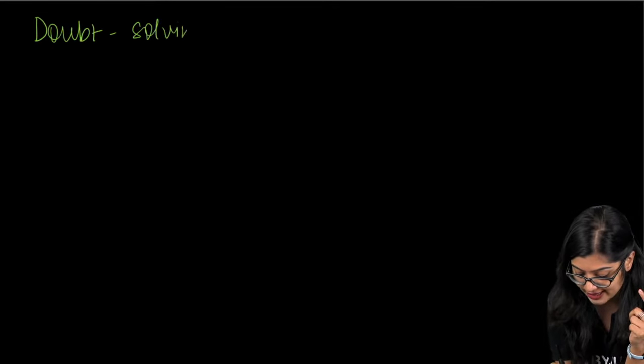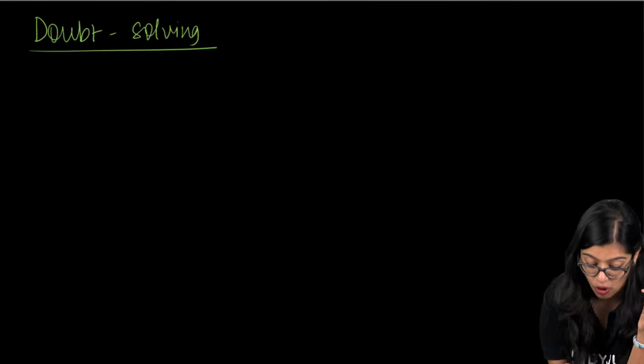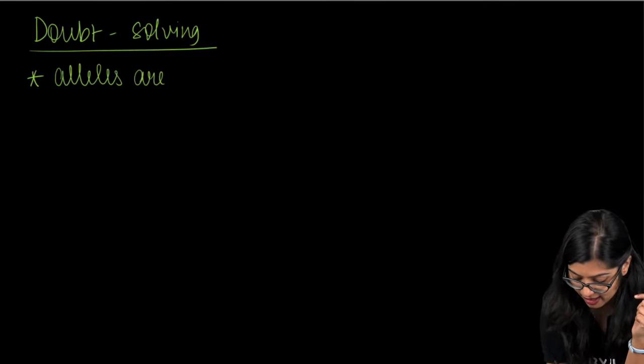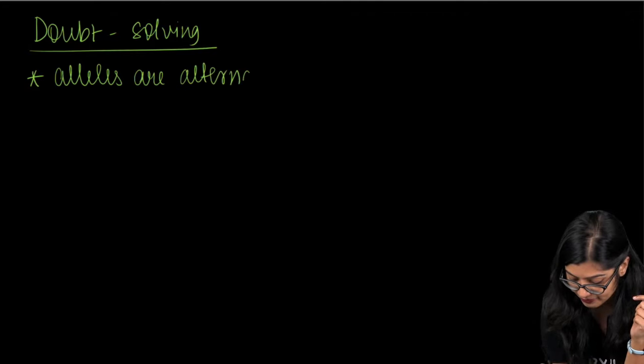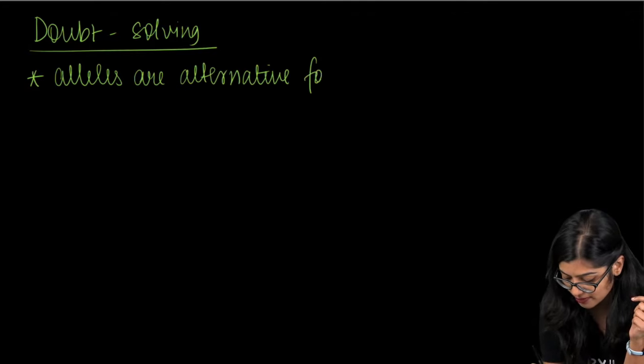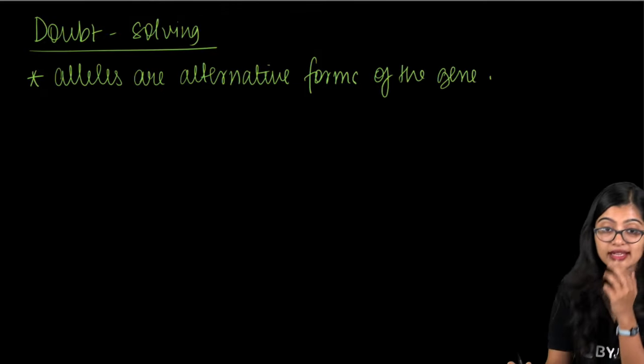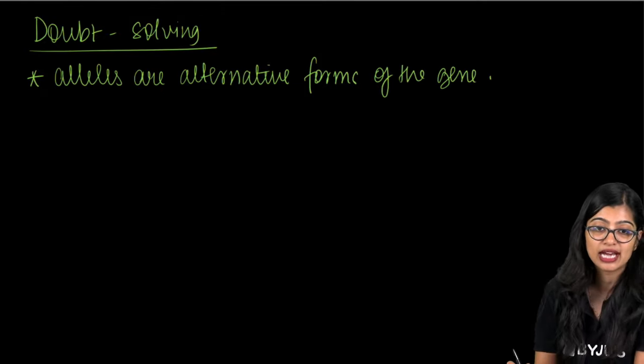The first one is, some of you are asking me, ma'am, the definition of alleles. What are alleles? They are nothing but alternative forms of the gene. So that is one doubt. Next one. Any more doubts?